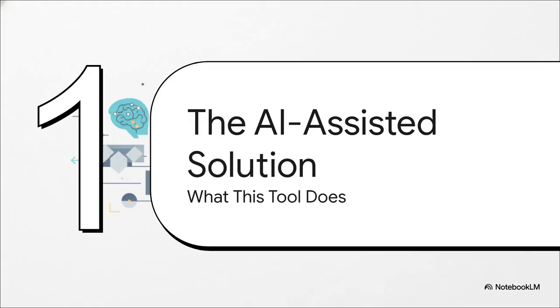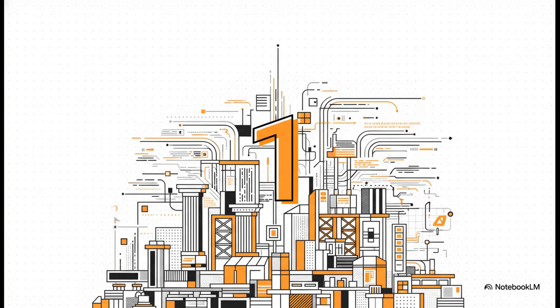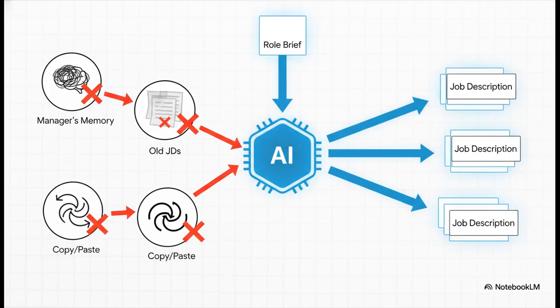Okay, so what does a tool like this actually do for you? Let's break it down into its three core functions. First up, and this is maybe the most important part, it's all about the foundation. The number one benefit is getting a consistent foundation every single time. Instead of relying on a manager's memory or some old copy-pasted JDs, the AI generates the description from a standardized role brief. Think of it as a simple, structured form that captures the real essentials of the role. This means every single job description starts from the same high-quality input that reflects what the job requires today, not what it required 5 years ago.